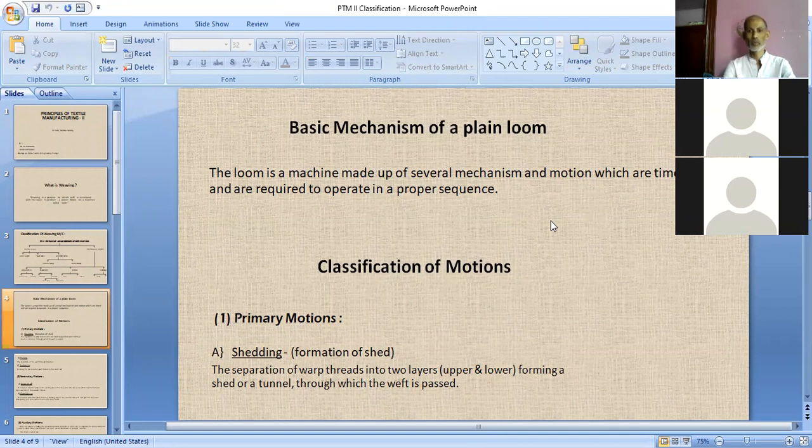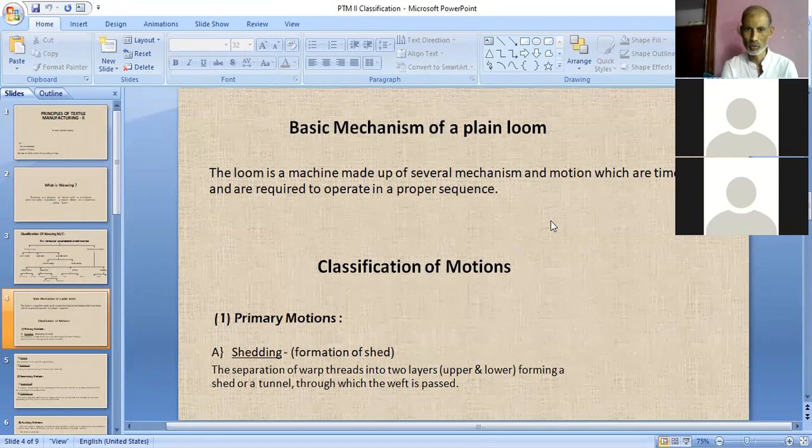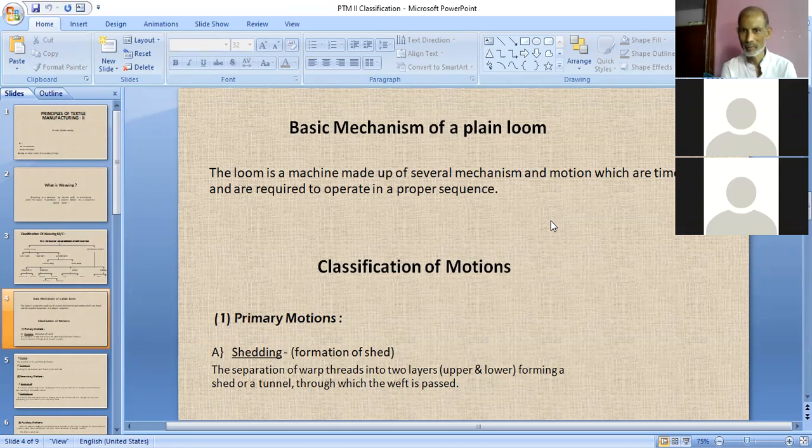Basic mechanisms of a plain loom. What are the basic mechanisms that work in synchronization with each other to produce the final product, known as woven fabric, on the machine known as the loom? The loom is a machine, which we already defined previously, but here is another definition. The loom is a machine made up of several mechanisms and motions which are timed and are required to operate in a proper sequence.